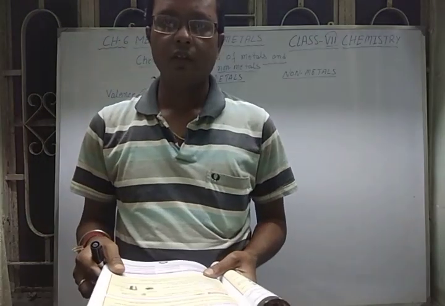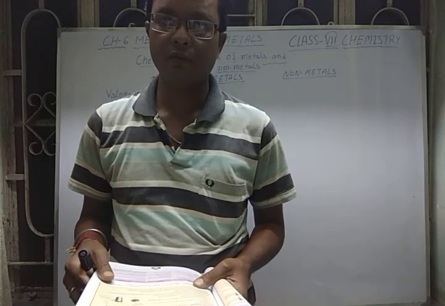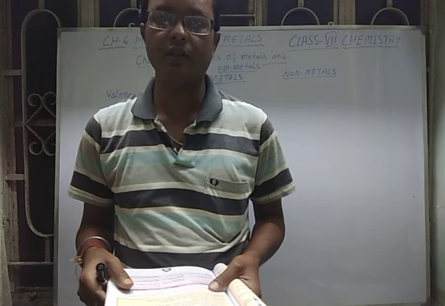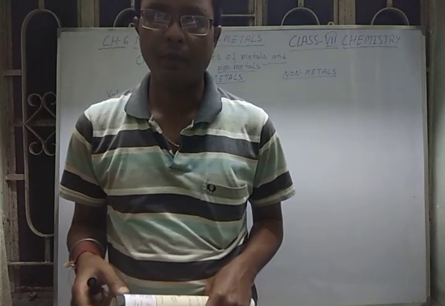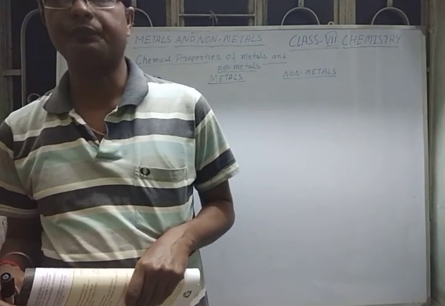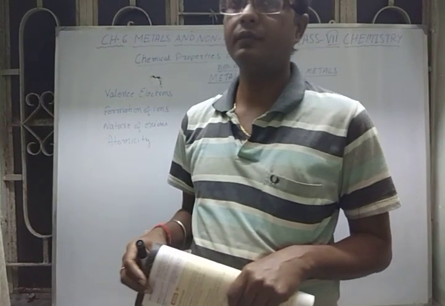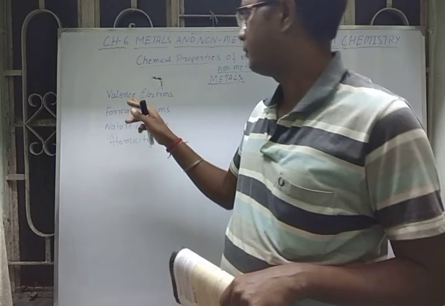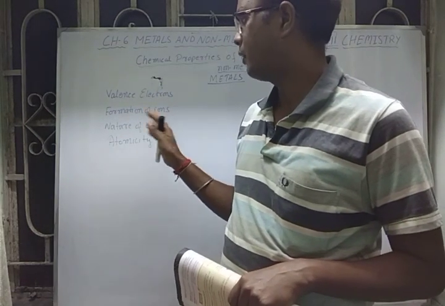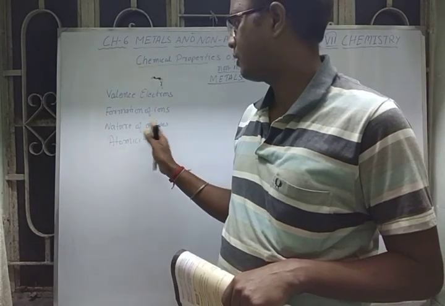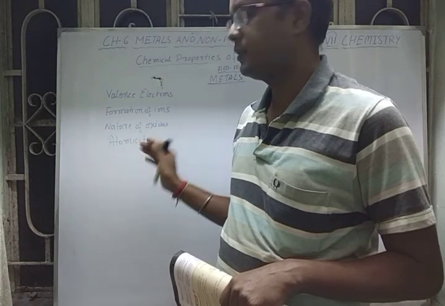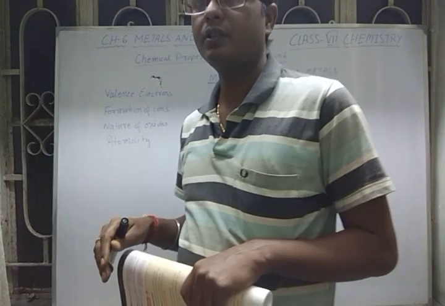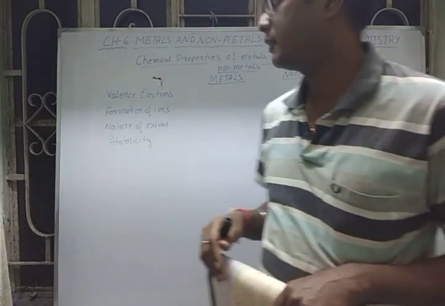Okay. So what are the chemical properties on which we can differentiate between metals and non-metals? The first property on the basis of which we can differentiate between metals and non-metals is valence electrons, then formation of ions, nature of oxides, and the atomicity. They are the four properties on the basis of which we can differentiate between metals and non-metals.